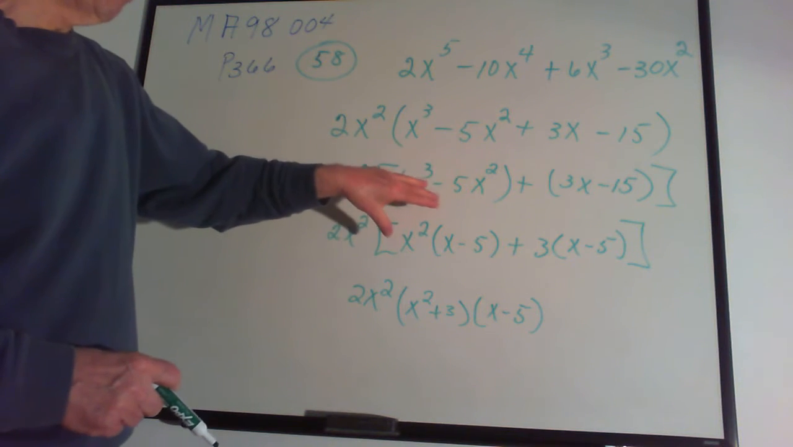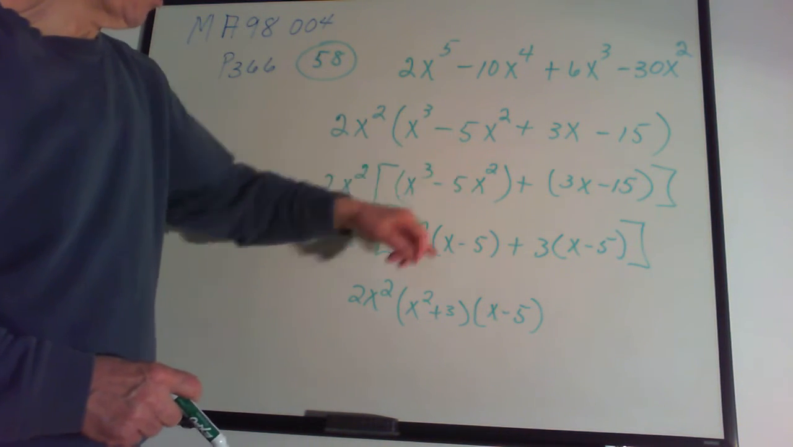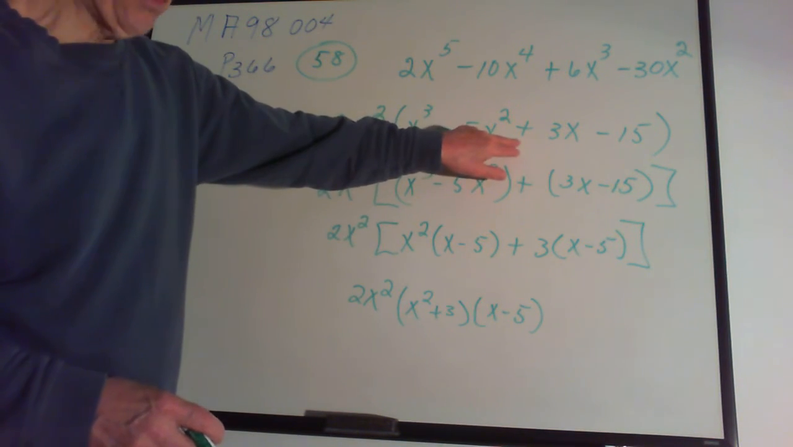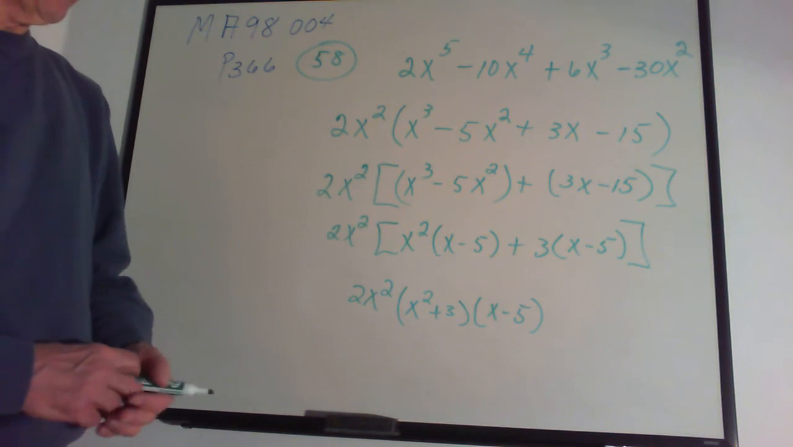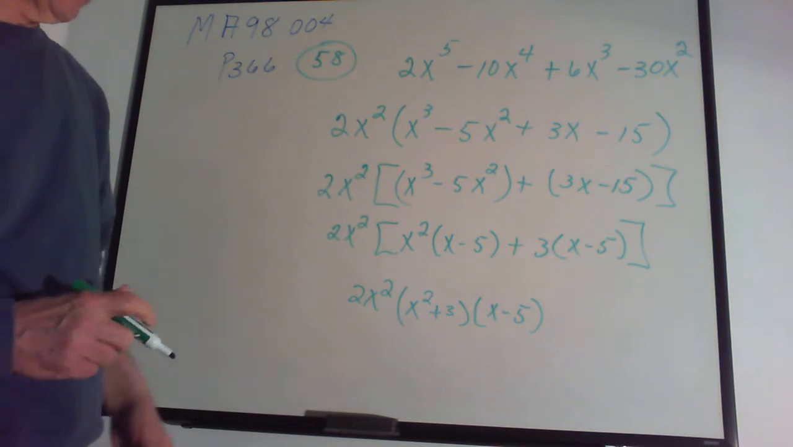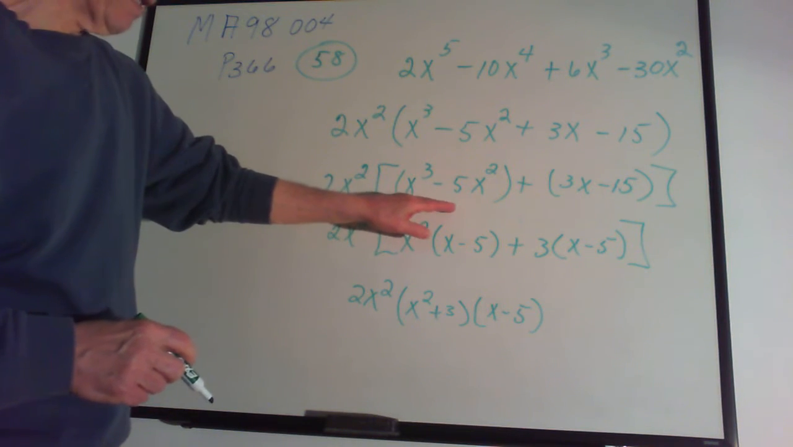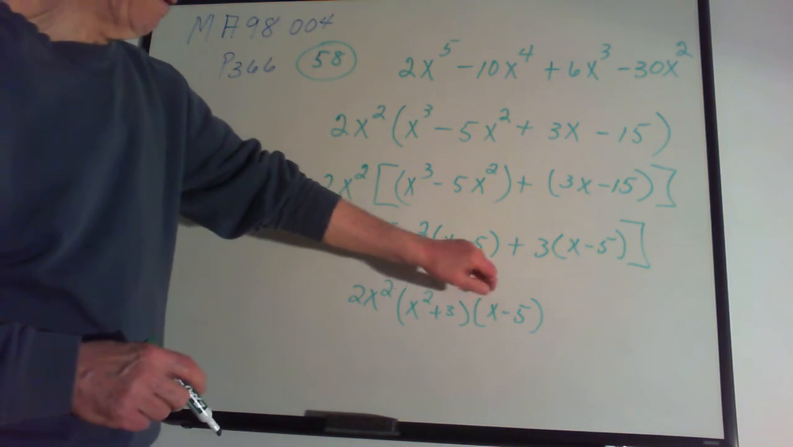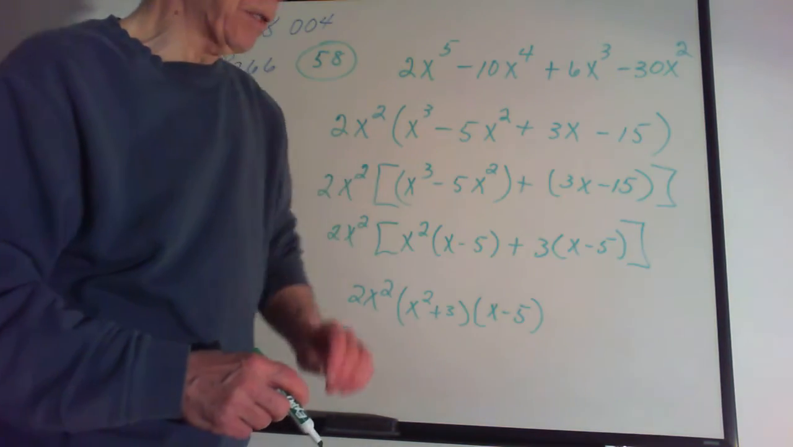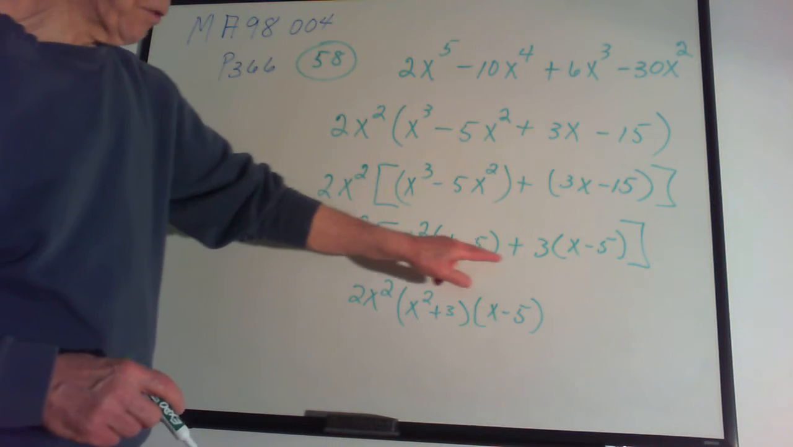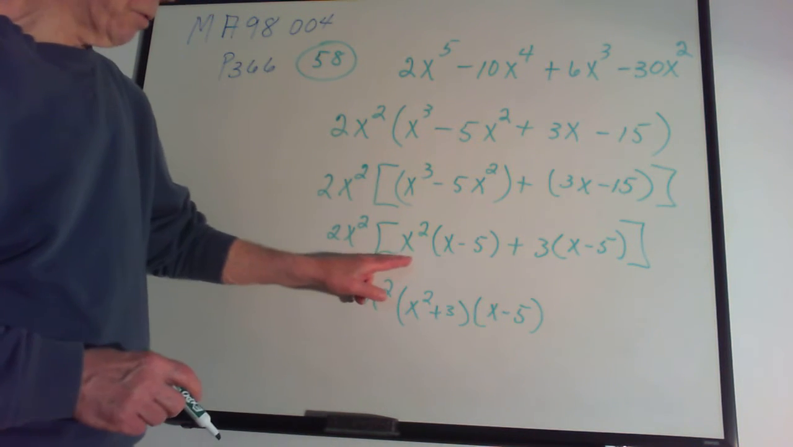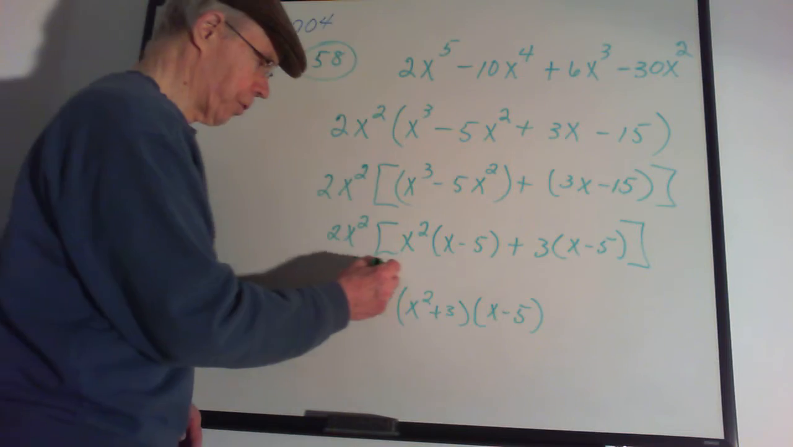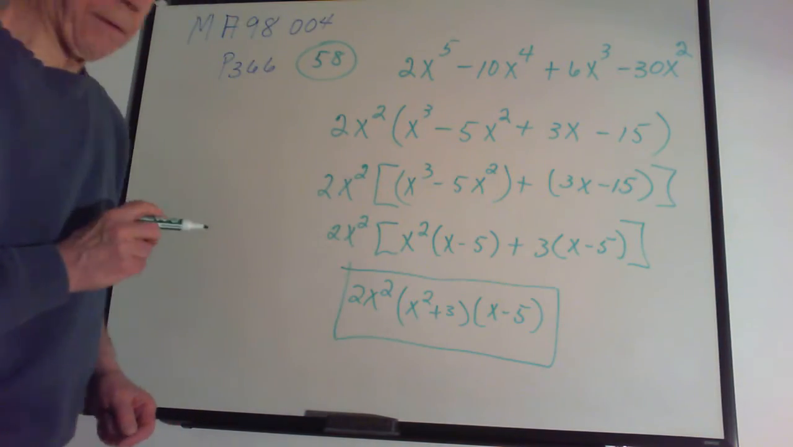Now I want to group them. So I put x cubed minus 5x squared together, plus 3x minus 15. Because this is an addition sign, I don't have to change the signs inside the parentheses, unlike the previous problem. So I factor this x cubed minus 5x squared, I get x squared, I have x minus 5. In fact, this I get 3 times x minus 5. Common factors, x minus 5. And the other factor will be x squared plus 3. I cannot factor that any further, so my final answer is that.